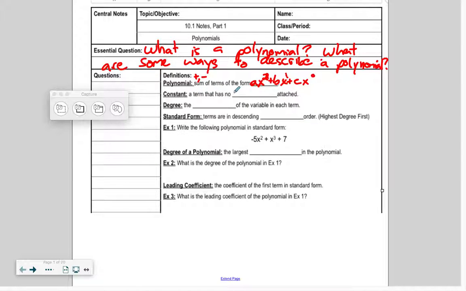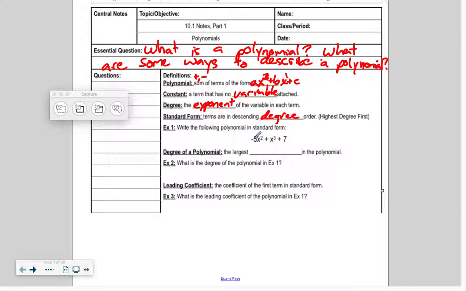Constant is a term that has no variable attached to it, which is why it's silly that I even wrote x to the 0. The degree, or a degree, is the exponent of the variable in each term. And standard form then has the terms in descending degree order. So you're going to see the highest degree or exponent first, and then it descends from there.